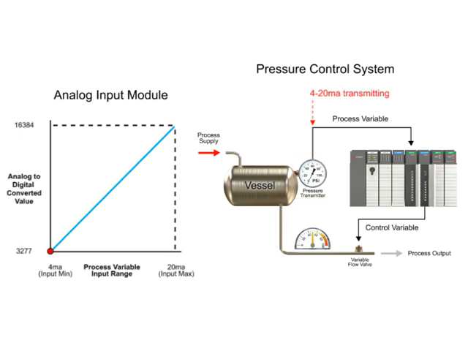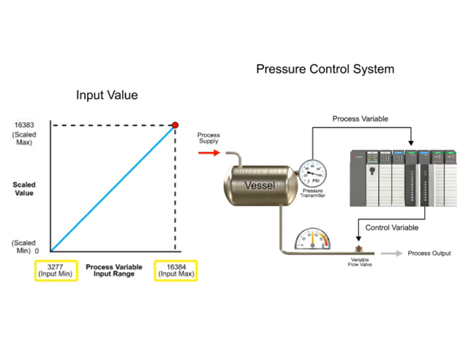The analog input module converts the 4 to 20 milliamp signal to a digital value ranging from 3,277 to 16,384. A 4 milliamp signal results in a value of 3,277, and a 20 milliamp signal results in a value of 16,384. The input value is scaled to a range of 0 to 16,383, compatible with the PID instruction using the Scale with Parameters instruction, or SCP.